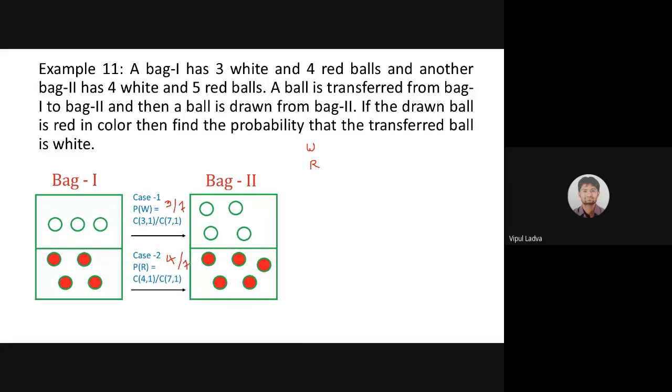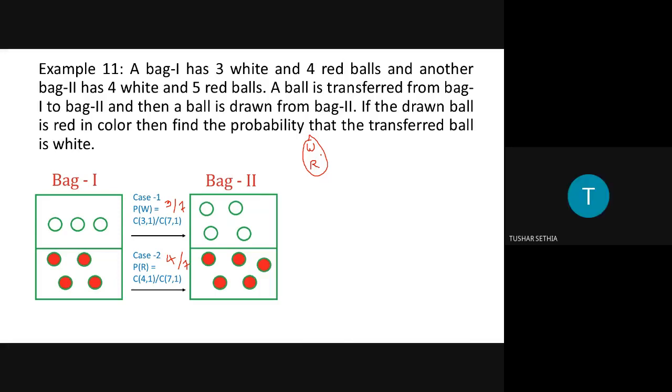Good. Now, we are having two different cases. Both these are possible. W can also happen, R can also happen. Can you give me a single comment on W and R? Will W and R act as mutually exclusive and exhaustive events or not? Are W and R mutually exclusive and exhaustive events? Yes or no? Nikita is saying yes. Any other comment from your side?